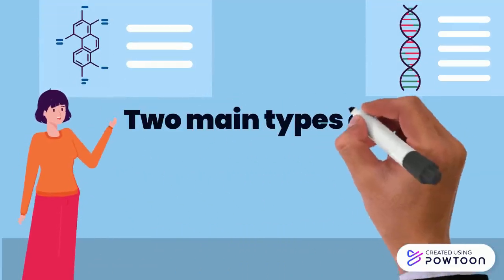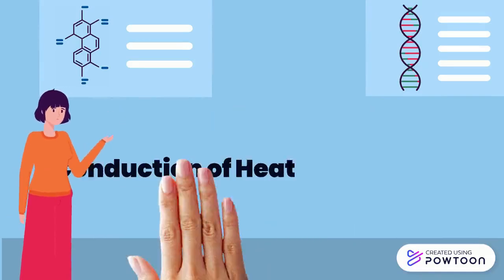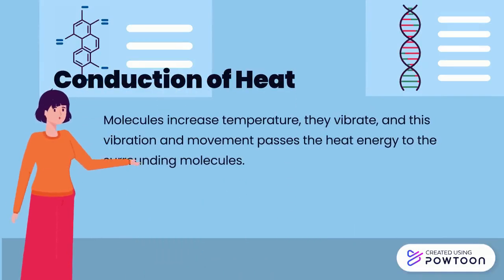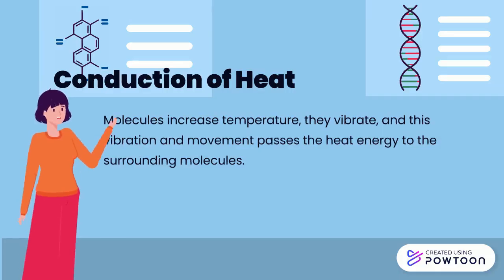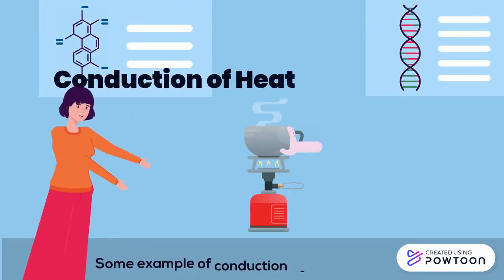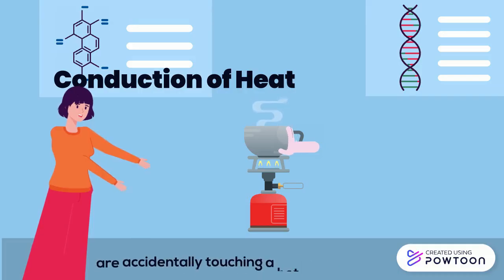There are two main types of conduction. Conduction of heat occurs when molecules increase in temperature. They vibrate, and this vibration and movement passes the heat energy to the surrounding molecules. Some examples of conduction of heat are accidentally touching a hot pan.